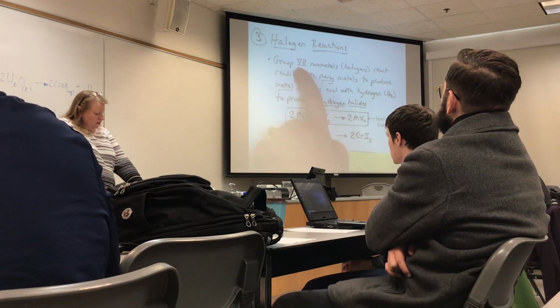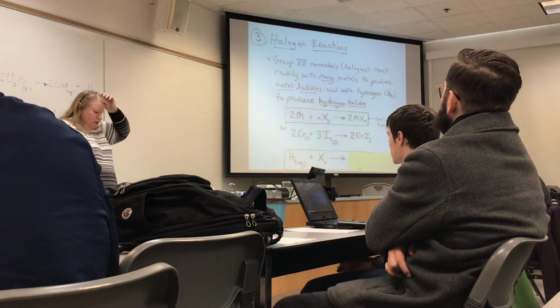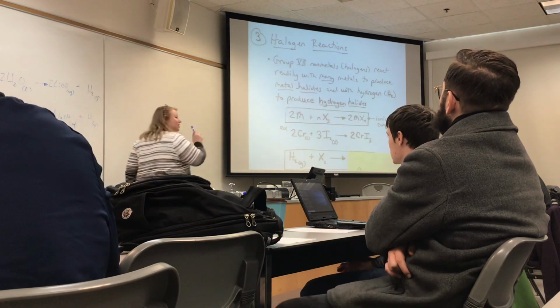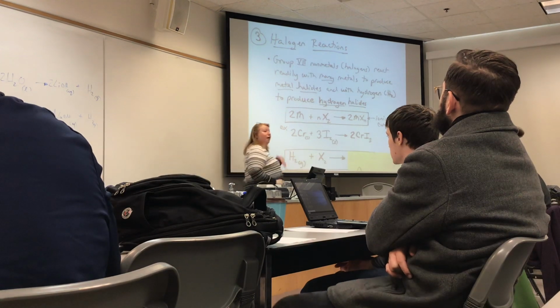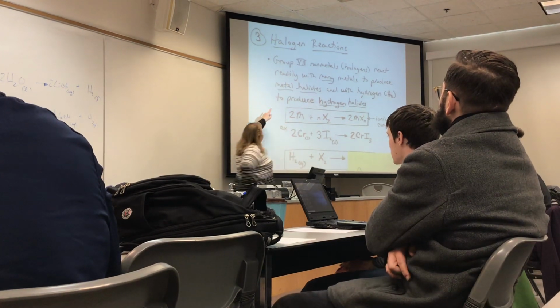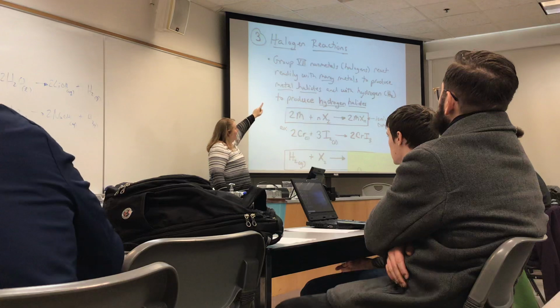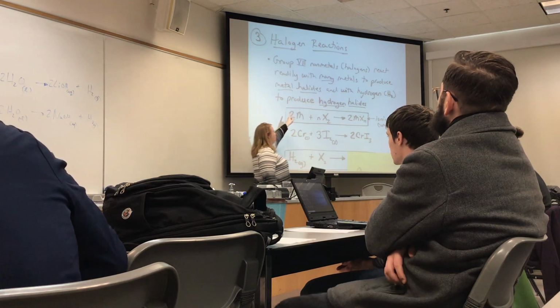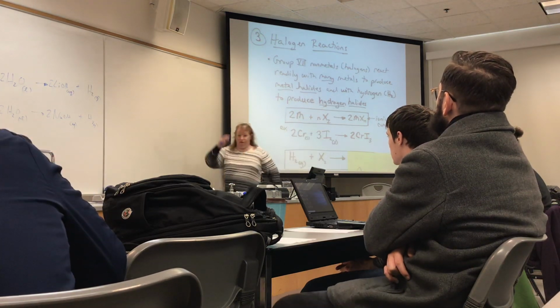So the group 7A nonmetals, which are the halogens, react readily with many metals, not just alkali metals. They react with alkali metals and other ones as well to produce metal halides, and with hydrogen to produce hydrogen halides. What does this mean?